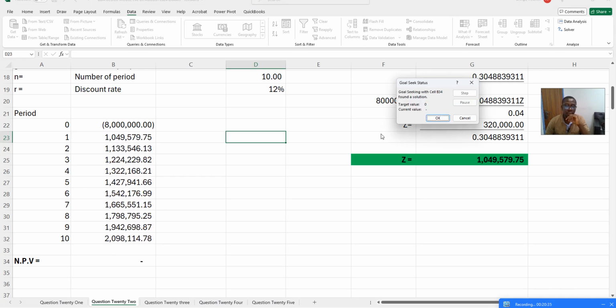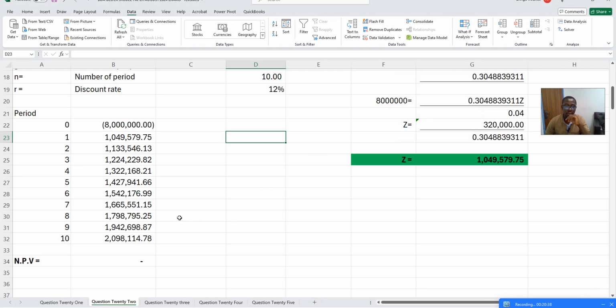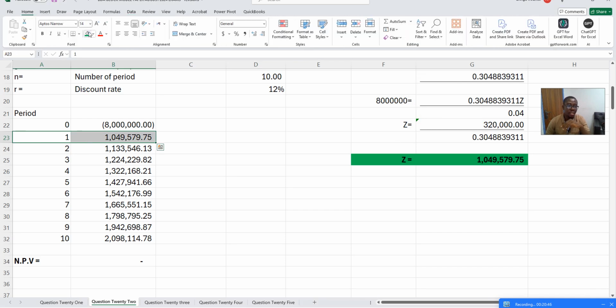You see, the minimum investment that we can have is what? Given this year, given the period, we can prove it here. This is what we are having. Minimum investment. We can see at the end of year 1, which is 1049. So again, we can agree that our Z is 1049.